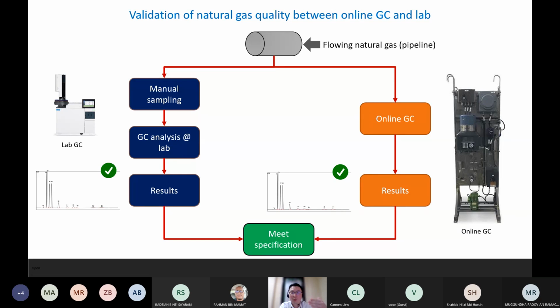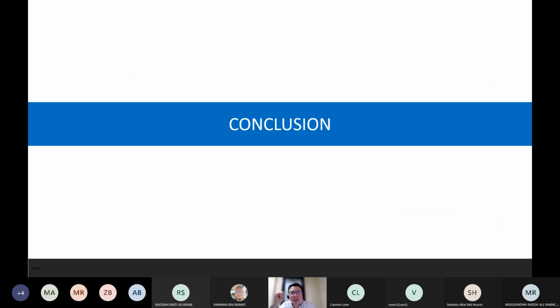That's because we do validation, or spot validation, to ensure from time to time that the results that we obtain from the online GC and the GCs that we have in our laboratory are in good agreement with each other. If they are in good agreement and they meet specification, everyone's happy. The chemist is happy, the engineer is happy, and we get to sell our products. Most important here is that the quality is maintained, and from an analytical standpoint, errors are kept to a minimum. Can I have the next slide as well?